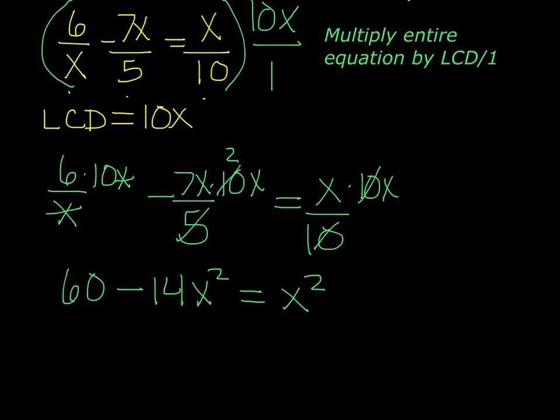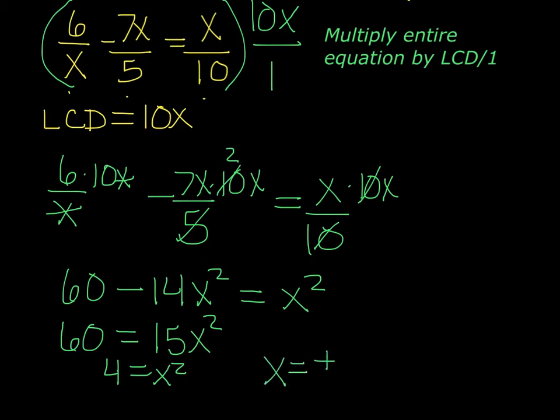So this is a quadratic. We don't have to set this one equal to 0, because we can combine like terms. 60 equals 15x squared. 60 divided by 15 is 4, so 4 equals x squared. Just remember, when you take the square root of something, you always put plus or minus. So plus or minus the square root of 4, which is 2.